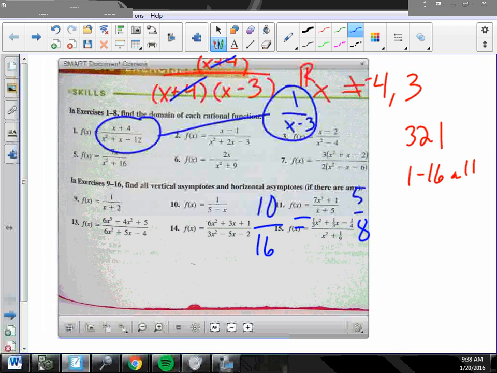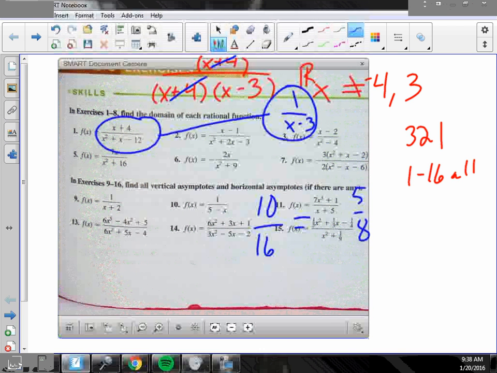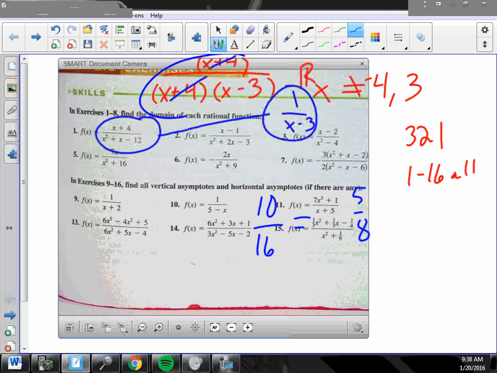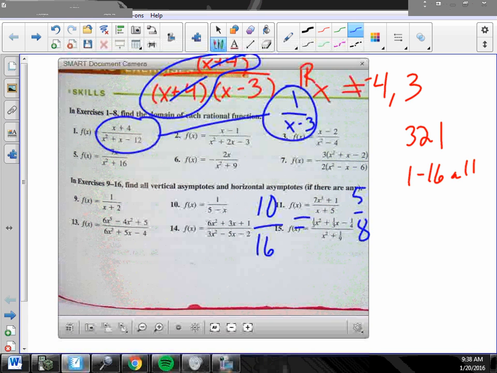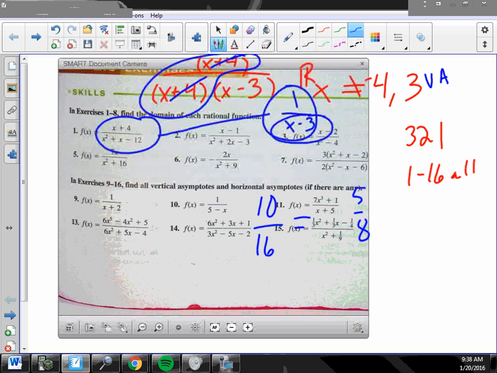And that difference is the simplified version plugged a hole. So when I canceled these here, I plugged a hole. You can't get rid of a vertical asymptote. So this is a vertical asymptote. So we would call 3 a VA. If it cancels, it's a hole.